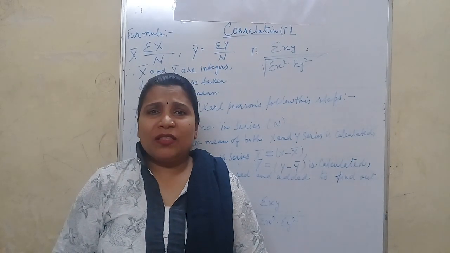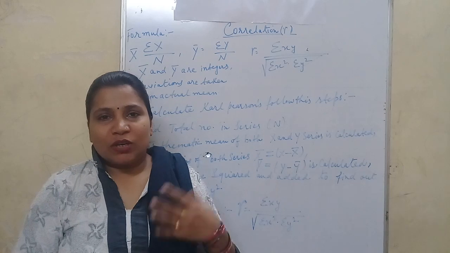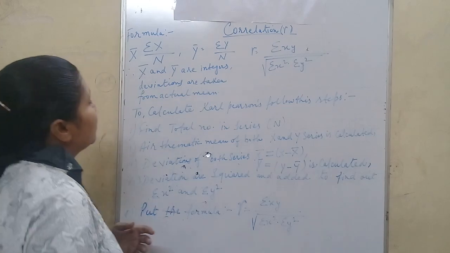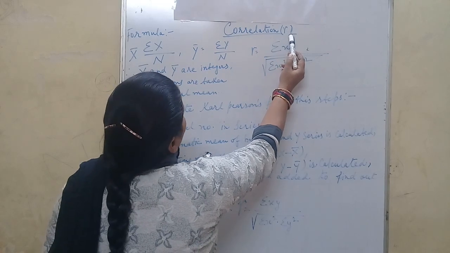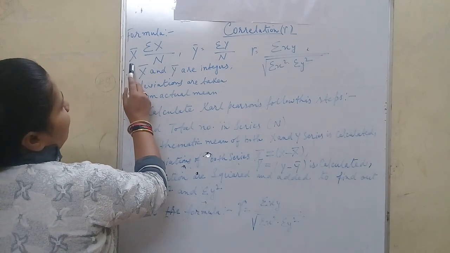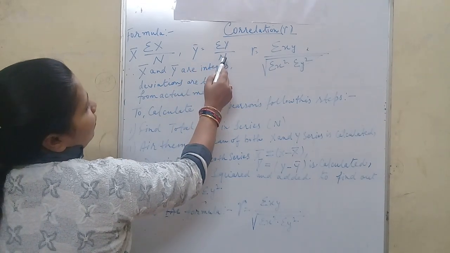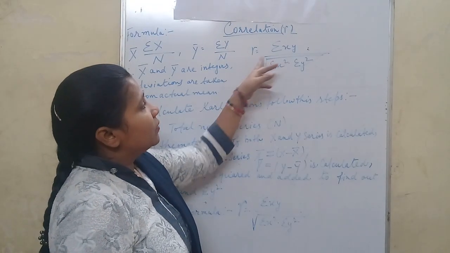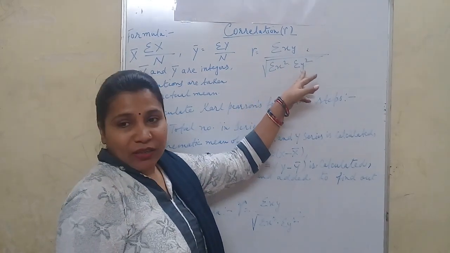So we make the numericals regarding this chapter. First of all, I would like to explain what are the procedure or steps related to this chapter. Correlation. First of all, you all see the sign of correlation which is r, written like this. Now the formula: we have to find the mean, summation x by n, mean y, summation y by n. Here is the formula: r equals summation xy by root of summation x square into summation y square.